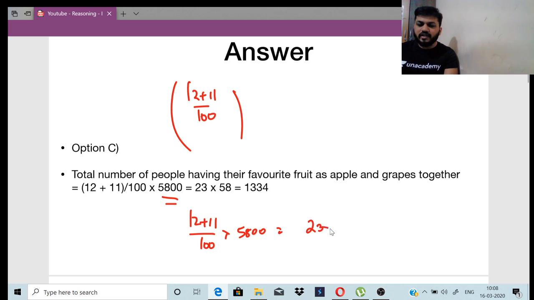Which is 23 into 58, 1,334. Option C. As simple as that. Take the percentages of both and multiply by the number of people. As simple as that. Shall I move on to the next question?